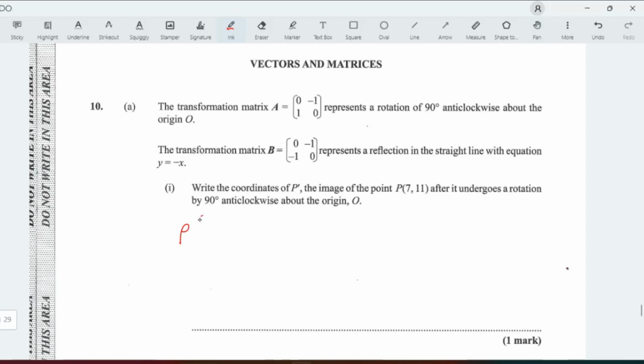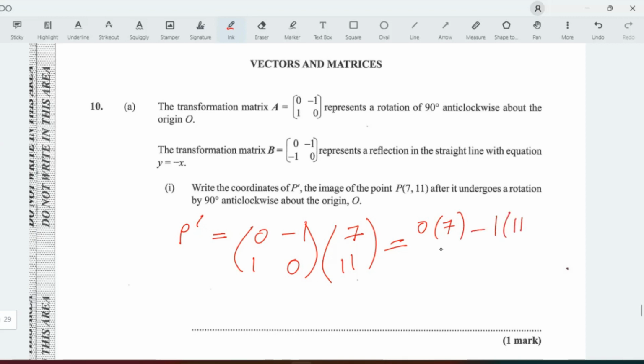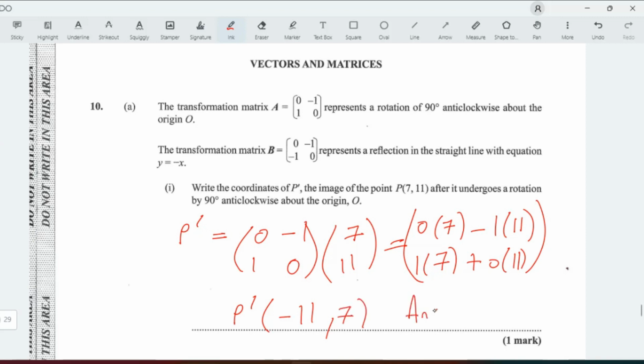So P prime, remember, now all we're going to do is multiply this matrix 0, minus 1, 1, 0 times 7, 11, row by column. 0 times 7, and we have minus 1 times 11, and down here going to be 1 times 7 plus 0 times 11. That is working out to be 0 minus 11, so it's minus 11, comma, positive 7. That's P prime.